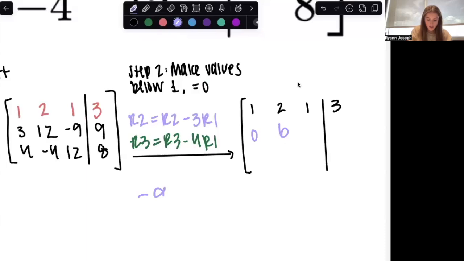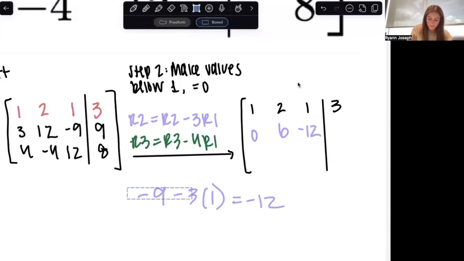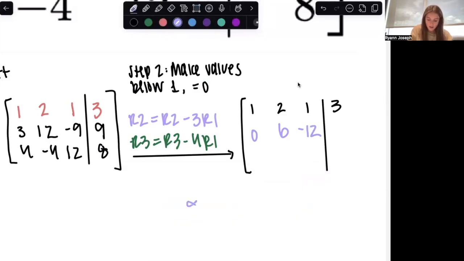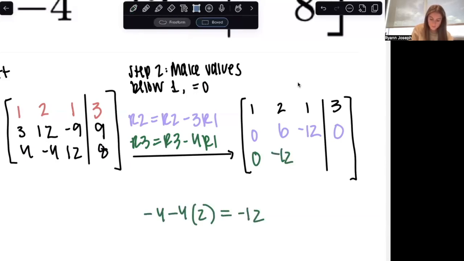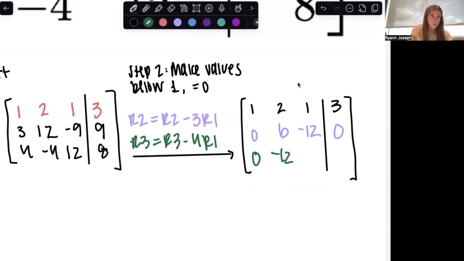All right, next value. Negative 3 minus 3 times 1, negative 12. Then I've got 9 minus 3 times 3, so 9 minus 9 is 0. Now I'm going to do my third row. So I know that this is a 0, and then negative 4 minus 4 times 2 is negative 12 as well. 12 minus 4 times 1 is 8. And then I've got 8 minus 4 times 3, negative 4.